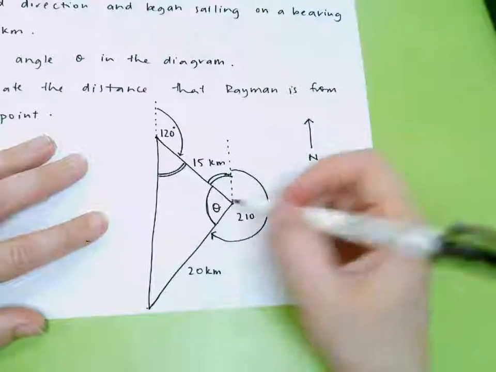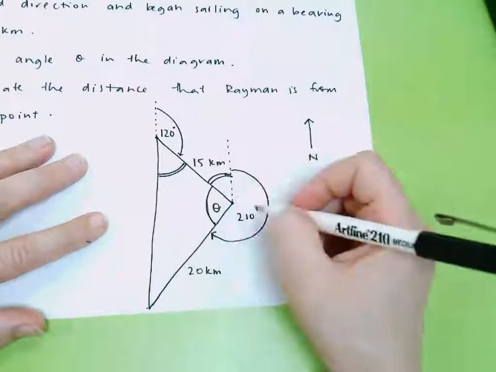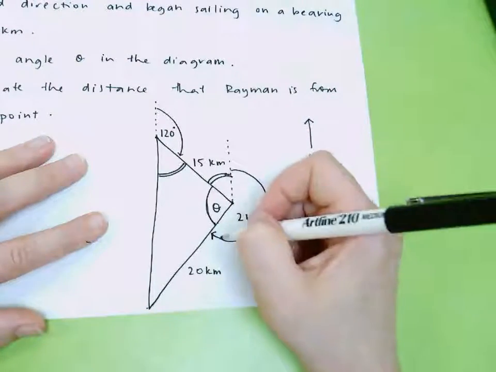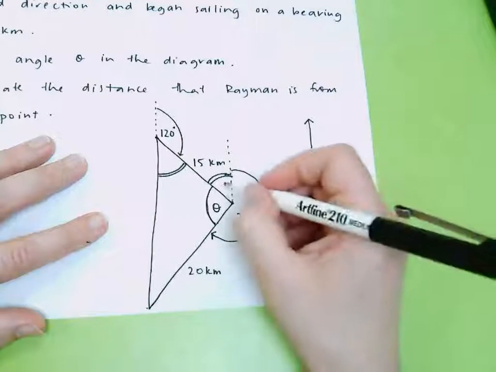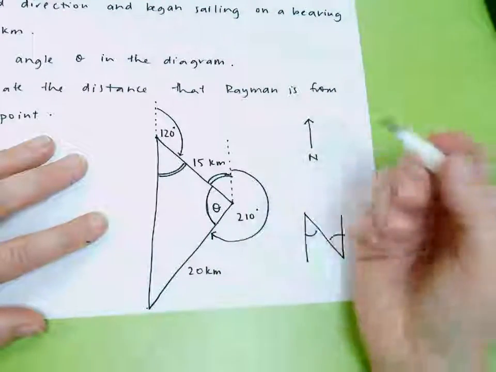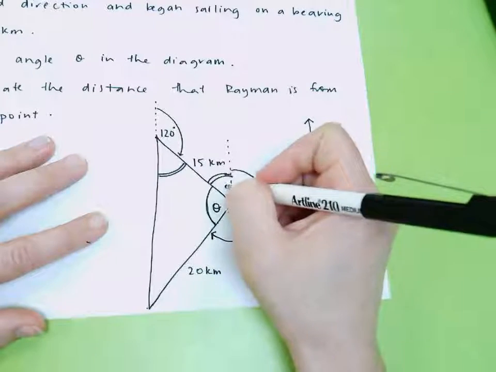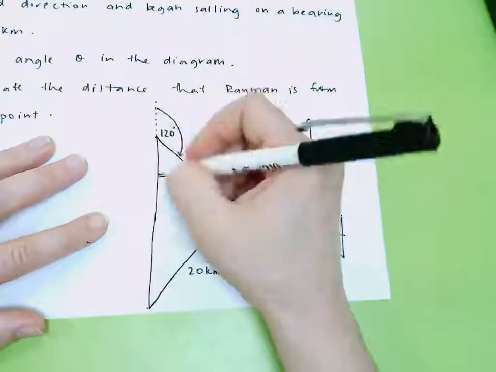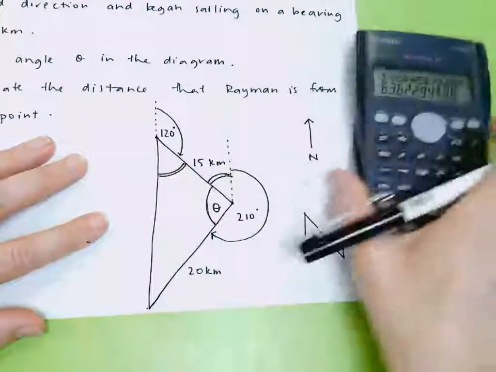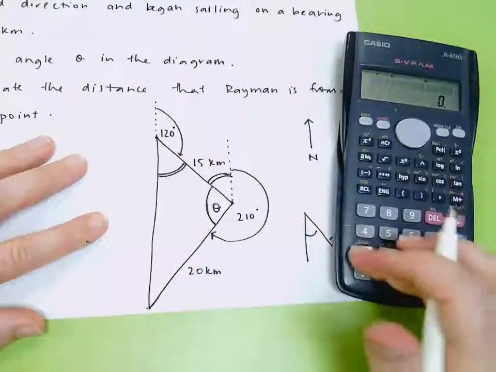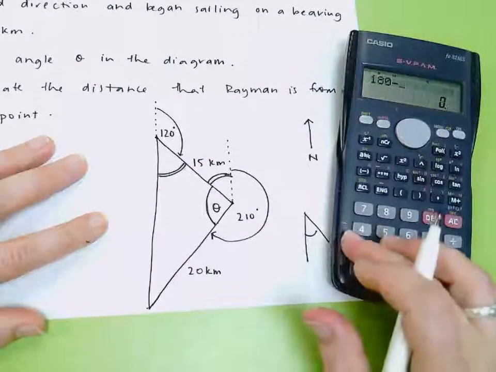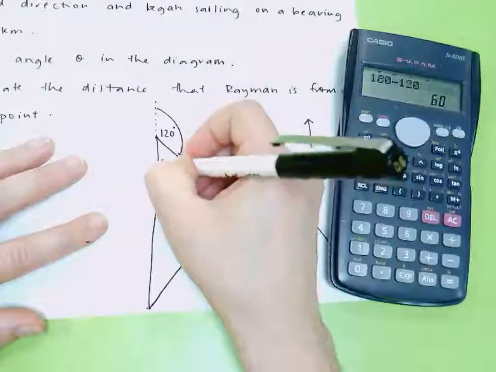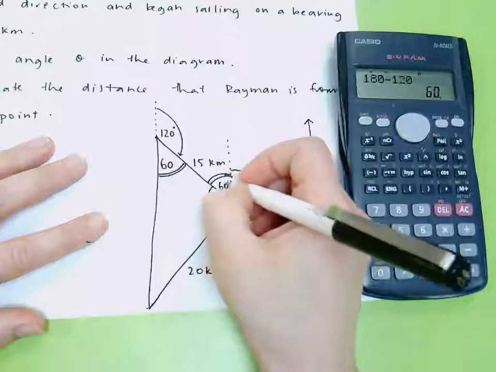I have to think back. If I can work out what this angle is, and I know this is 210, and I know all the way around is 360, I'll be able to do 360 take away the 210 and take away this bit to work out theta. So how do I work this out? Well, I know that these two angles must add up to 180. So you can see there's a bit of forward thinking in these. So I do 180 take away 120, and I find that this is 60 degrees, which makes this 60 degrees.